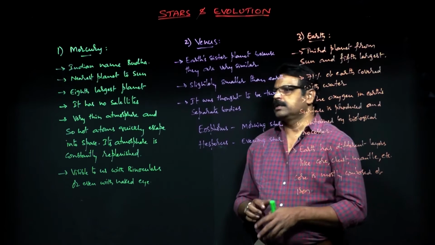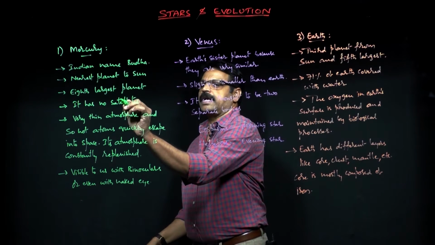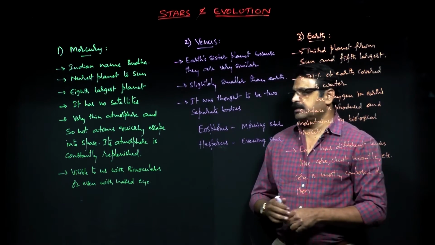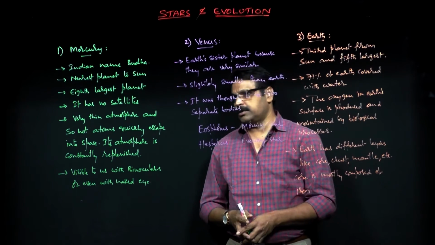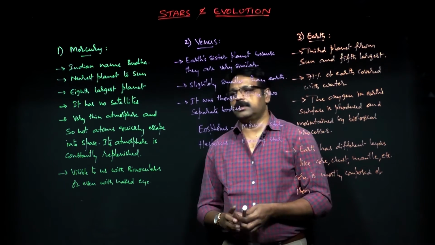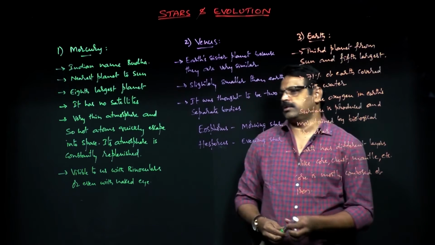And one more thing, it has no satellites. Mercury has no satellite. A satellite means a celestial body that revolves around a planet. That's the definition we have seen. The Moon is the natural satellite of Earth, and Mercury has no satellites at all.